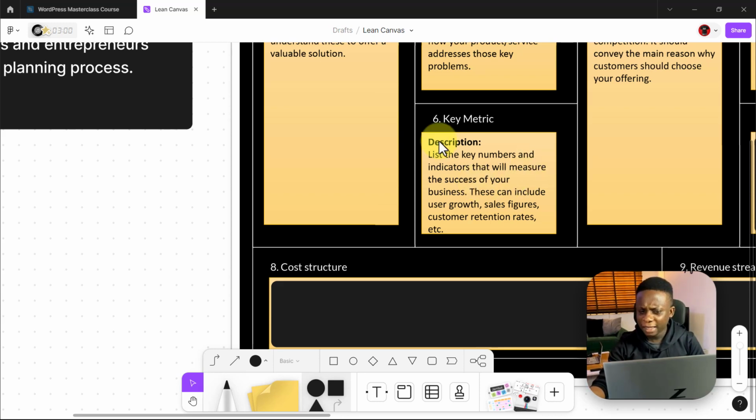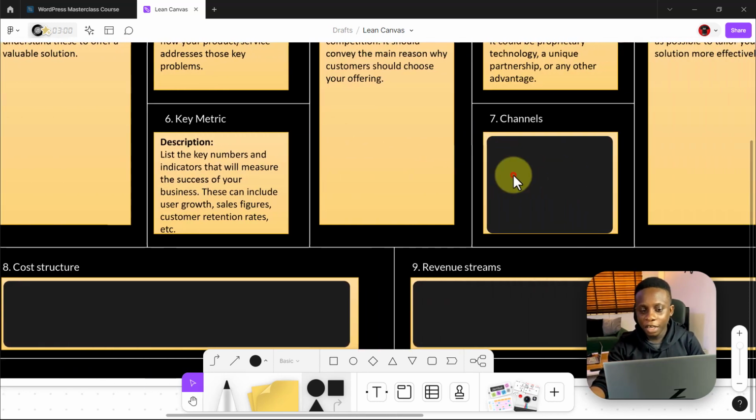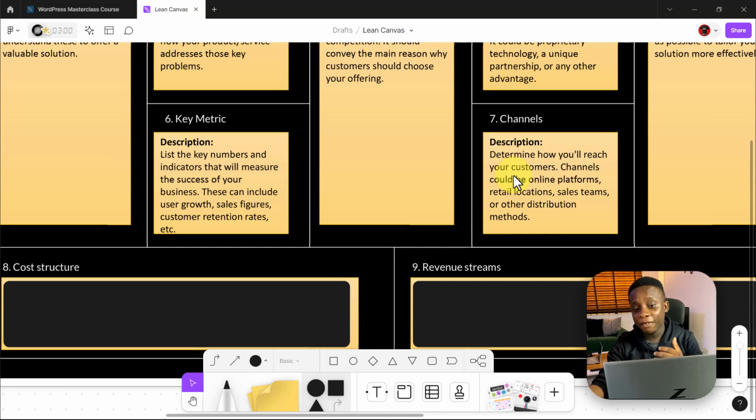As you can see, these are very, very simple things. You don't need to crack your head doing a full-page or 20-page business plan. With this, you can list them or arrange them as much as you want. In number seven, we have channels. Determine how you would reach your customer. Channels could be online platforms, retail locations, sales teams, and other distribution methods.